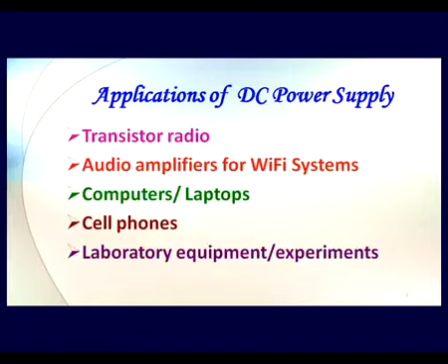So, I just listed a few applications of our DC power supply. Like I told you, the transistor radio or audio amplifiers, our Wi-Fi systems, or very day-to-day for our computers, laptops or cell phones, we have chargers. All those chargers are essentially converting the AC mains into the required DC voltage. Then in the laboratory when you work, there also for performing certain experiments, we need highly stable DC voltages. So these are the main application areas of DC power supply that we come across in our day-to-day life. So how do we get it?